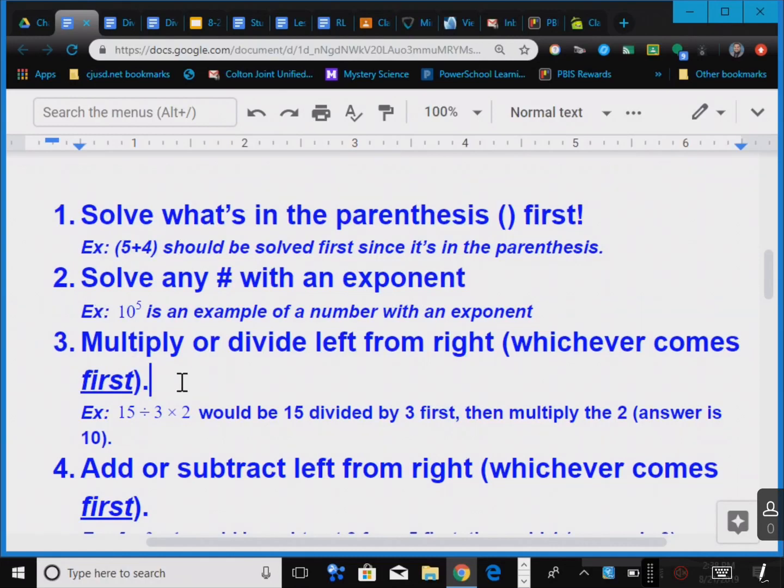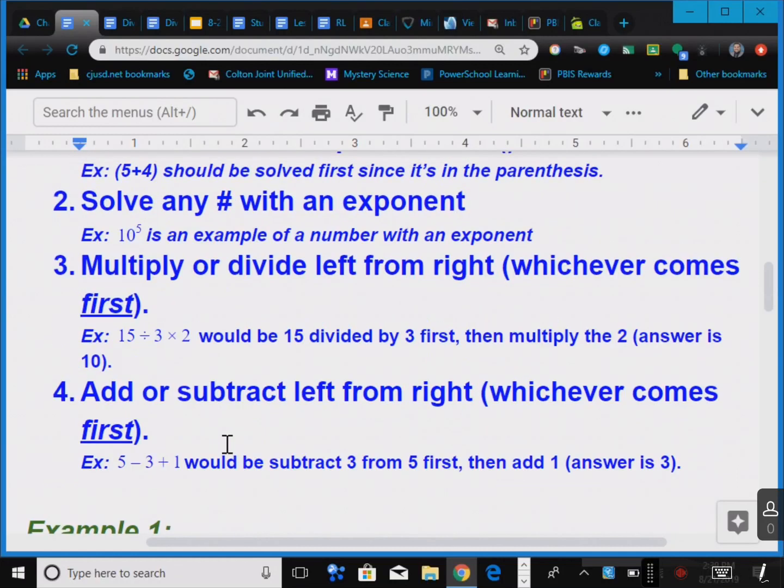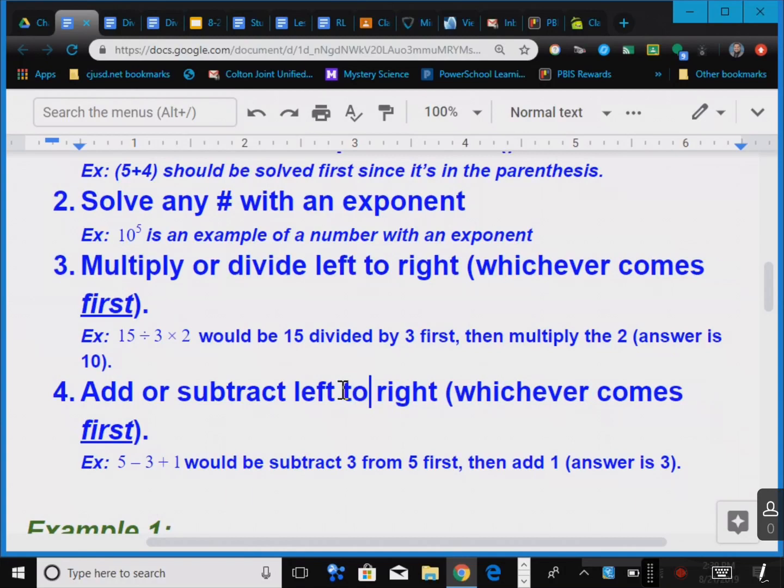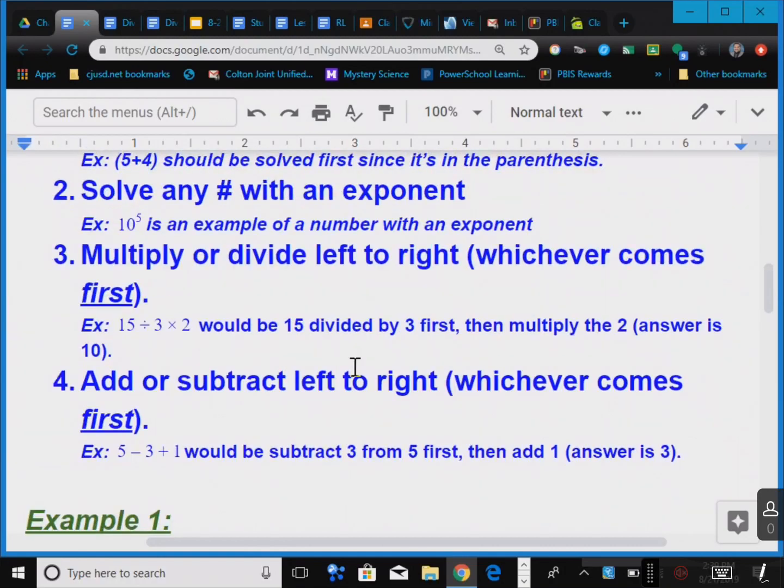The third step is to multiply or divide left to right, whichever comes first. So like in this example, 15 divided by 3 times 2, you have to divide the number first, then multiply, because the division sign comes before the multiplication sign if you're going left to right. And that's the same with adding and subtracting. Add or subtract left to right, whichever comes first. So left to right is what it is, not left from right. Sorry about that, that's the typo. Left to right, whichever comes first.